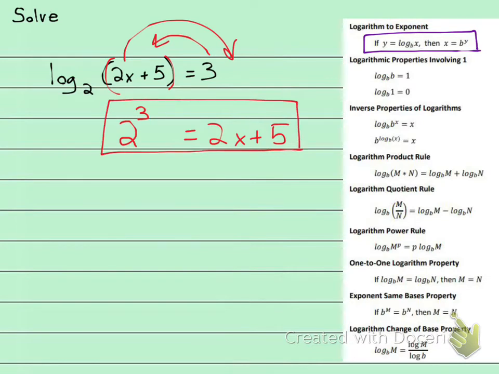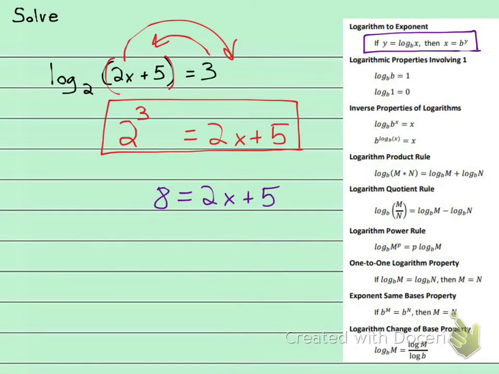We have it. Now I'm going to work on solving for this variable. So I will need to get rid of the plus 5, and I'll need to get rid of the 2. But before I do that, I've got an easy one over here, 2 to the third power. Let me just go ahead and take care of that. 2 to the third power is 8. 2 times 2 times 2. So 8 equals 2x plus 5.